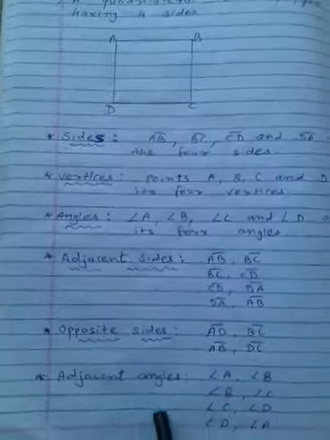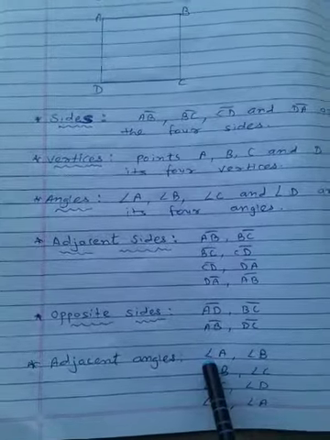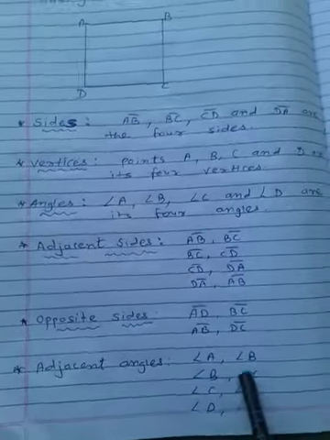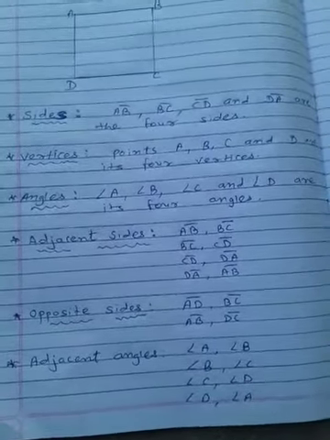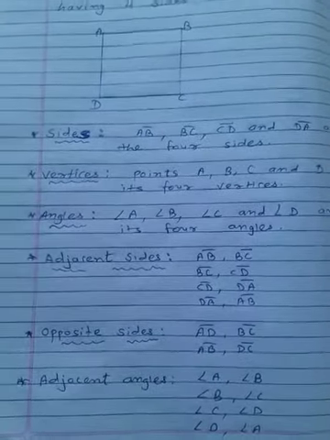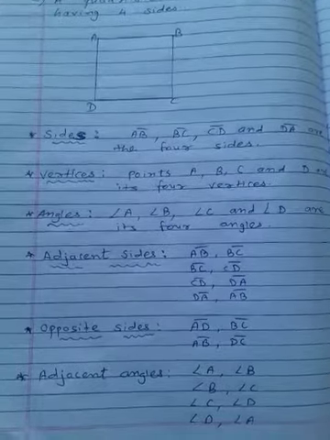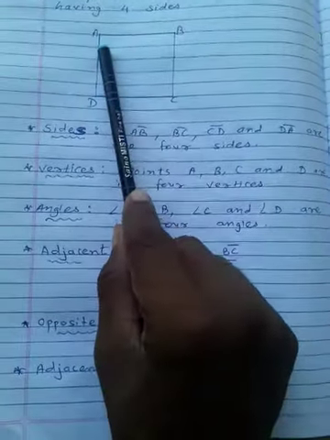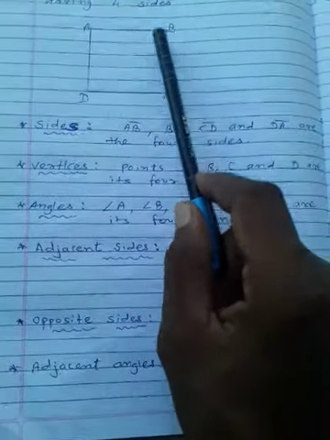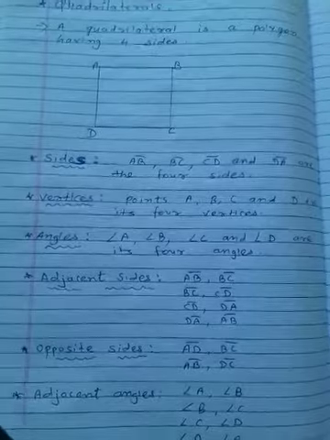Now adjacent angles. Angle A and angle B, angle B and angle C, angle C and angle D, and angle D and angle A. These are the adjacent angles. Now opposite angles. Which are the opposite angles? Angle A and angle C, angle B and angle D. These are the opposite angles of quadrilateral ABCD.